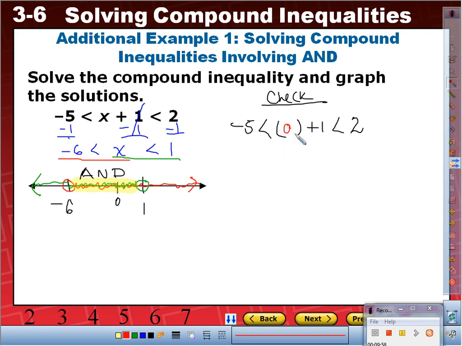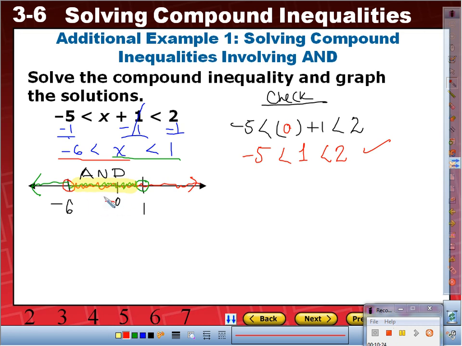There it is. So let's see. What is 0 plus 1? 1. And I bring everything else down. Negative 5, less than 1, less than 2. So now, let me check it. From left to right, I'm going to read it and see if it's true. Is negative 5 less than 1? Is 1 less than 2? Yes. So therefore, we highlighted the correct solution set.